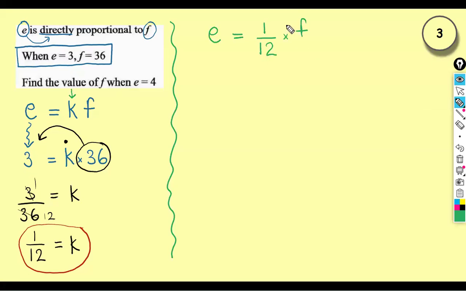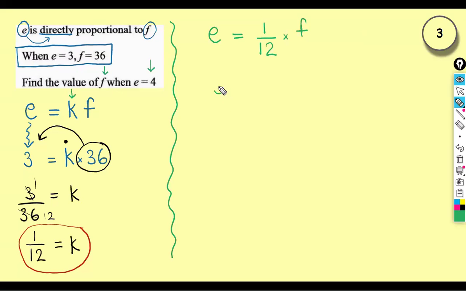Great. But by the way, if we wanted to simplify this, does this F belong on top or does this F belong underneath when we're multiplying? If we replace the K with 1/12, does the F belong on top or does the F really belong underneath? It really belongs on top, right? But we're leaving it like that for the time being. They want us to find the value of F when E is 12.